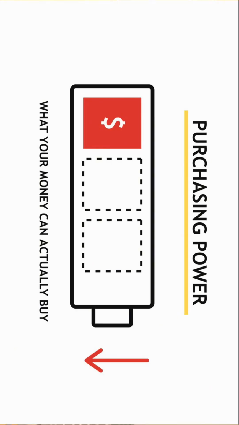How inflation affects everyday people. Inflation affects people differently, depending on their income and spending habits. If someone's wage increased by 2%, but prices increased by 5%, that person may actually have less purchasing power. Purchasing power refers to how many goods and services your money can actually buy.